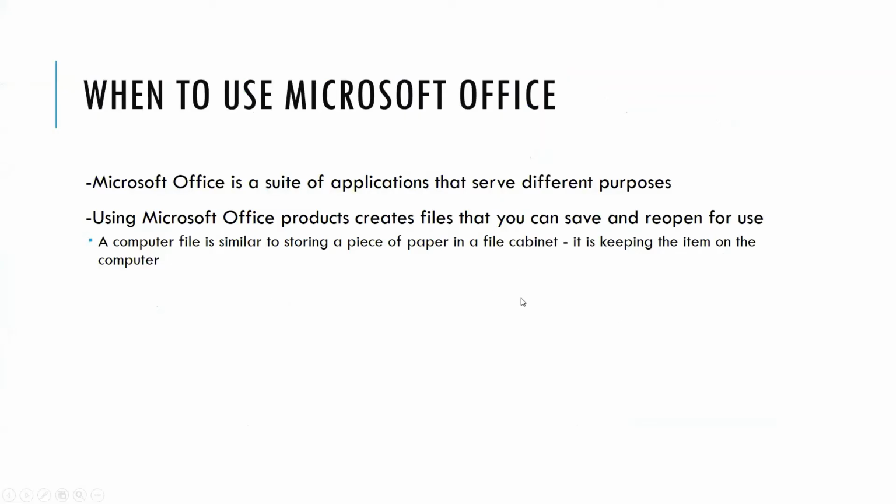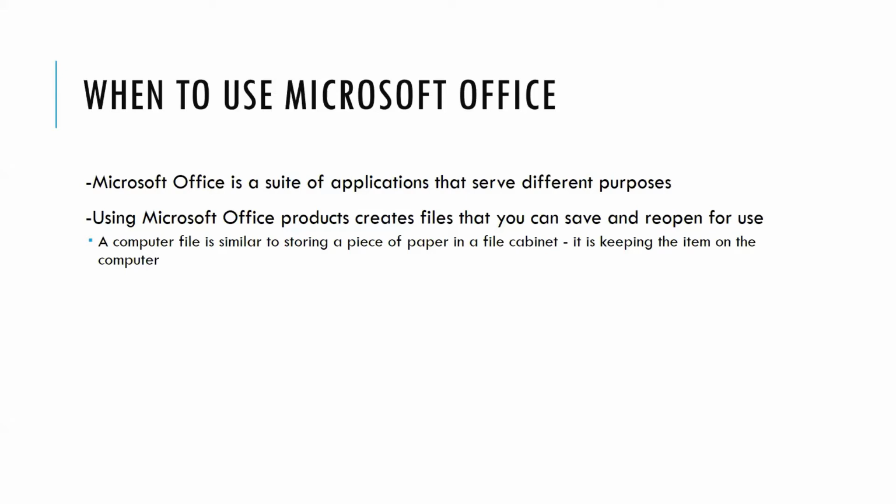So first questions first. What is Microsoft Office and when do you need to use Microsoft Office? Microsoft Office is what we call a suite of applications. So let's break that down. What that means is that they are a group of applications put out by the same company, and each of the applications serves a different function.